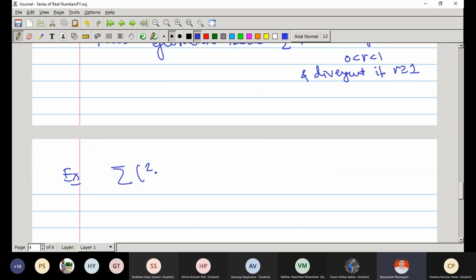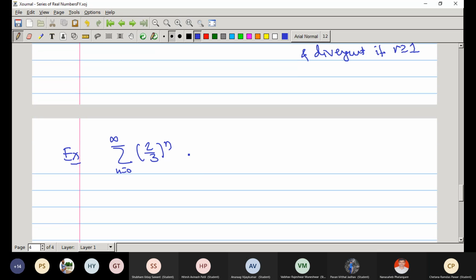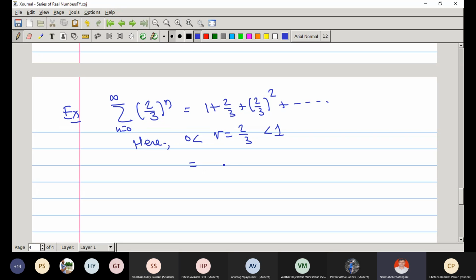Now you tell me what is the sum of the series 2 by 3 raised to n, n from 0 to infinity? So what is it? 1 plus 2 by 3 plus 2 by 3 square and so on. So what is r here? 2 by 3. Is it less than 1? Yes. Therefore, by our previous discussion, it converges to 1 upon 1 minus r. So 1 upon 1 minus 2 by 3, 3 minus 2 is 1, so it is 3. Correct?